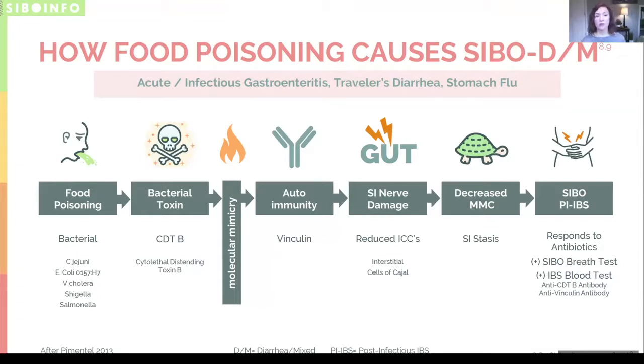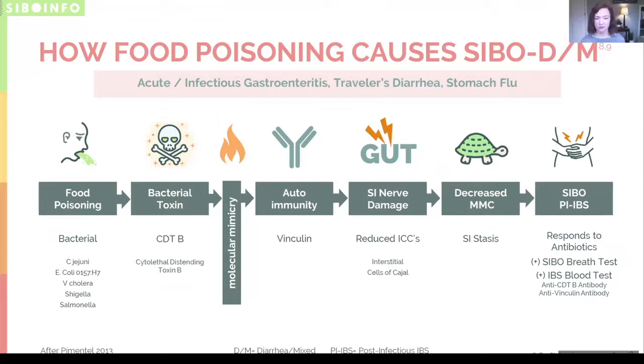And then we get a decreased number of migrating motor complex waves, and that's stasis or stagnation, and then that allows us to get SIBO. Now, in this case, SIBO is also called post-infectious IBS, and that's what the PI-IBS stands for. So post-infectious IBS is SIBO from food poisoning.